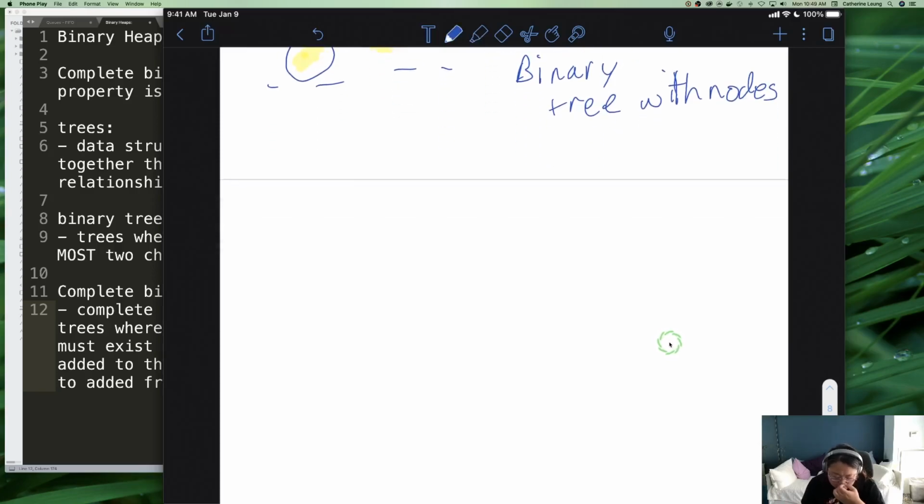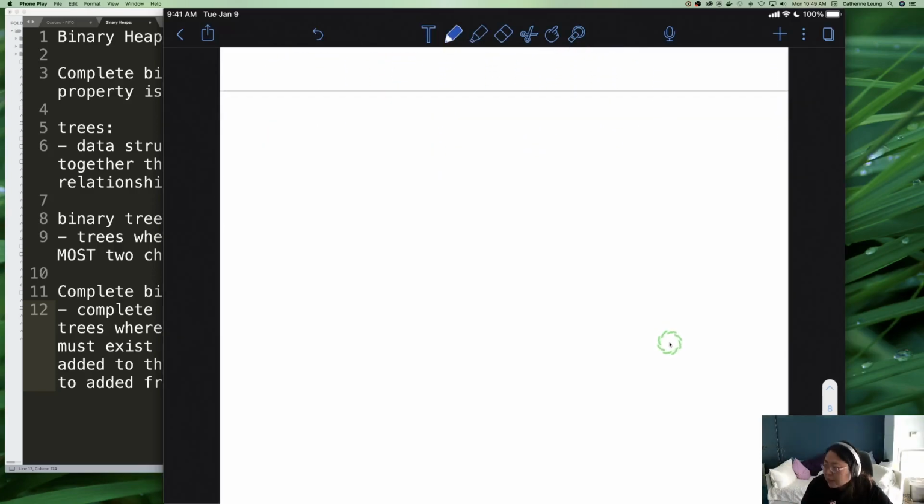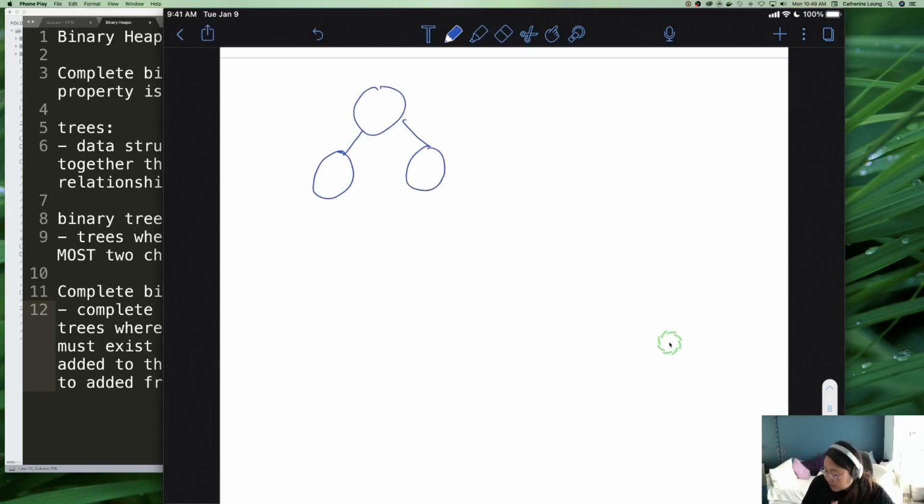Another way to think about this: let's take a look at a binary tree that has three nodes. If we talk about a regular binary tree with three nodes, there are actually lots of possibilities. 1, 2, 3, obvious, right?